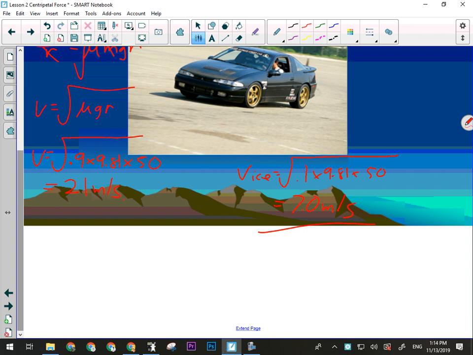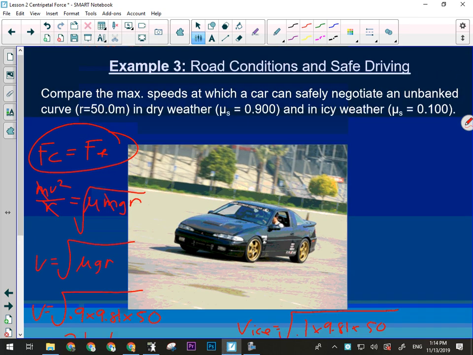Okay, so for an unbanked corner, friction provides the centripetal force: mv squared over r equals mu times Fn. Okay, always going to be that way for an unbanked corner. Did everybody make a note of that? Unbanked corners. This is the formula. Probably should.